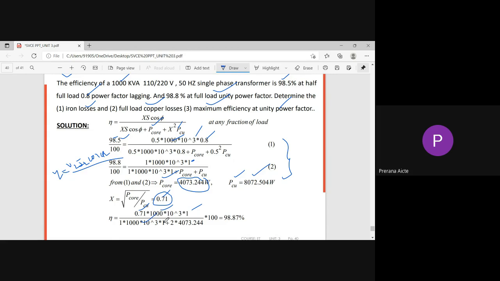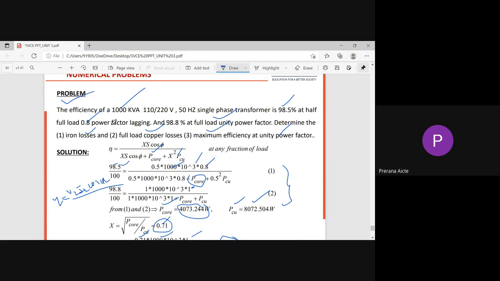So again output power plus 2 into core losses, 2 times. Why? Because we can obtain the maximum efficiency when iron losses equal copper losses. So for that we are going to obtain the efficiency of 98.87%. So this is also a very, very important problem from the GATE point of view.